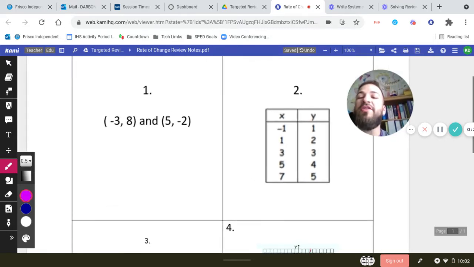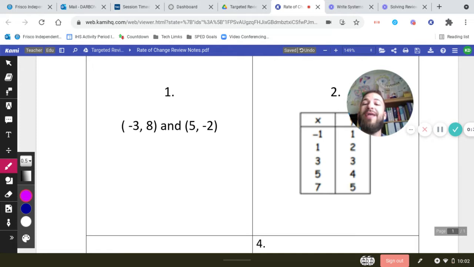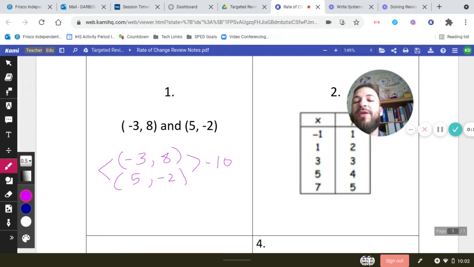So number one, I've given you 2 points, -3, 8 and 5, -2. So we can line those points up, -3, 8 and 5, -2. So how would I get from 8 to -2? Well, I would have to subtract 10. And how would I get from -3 to 5? Well, I would need to add 8.